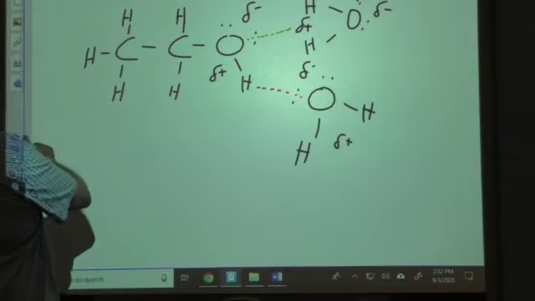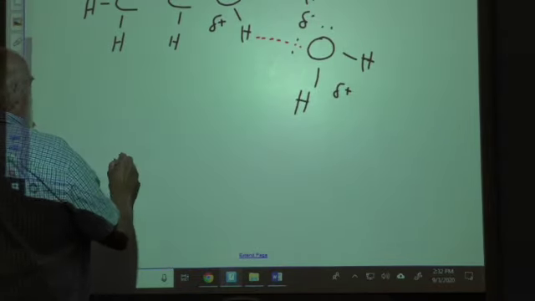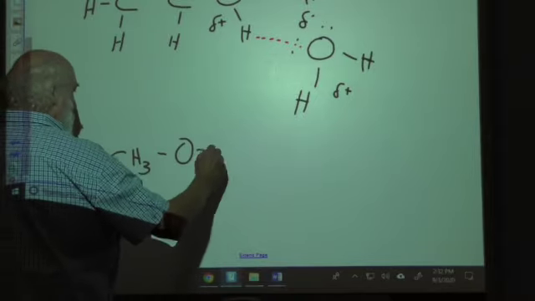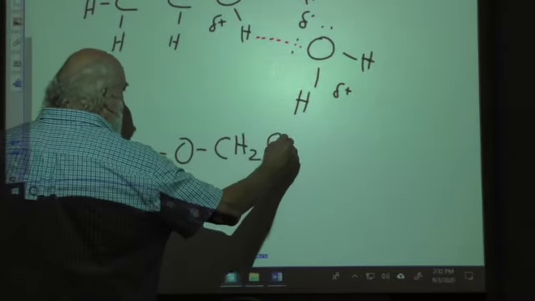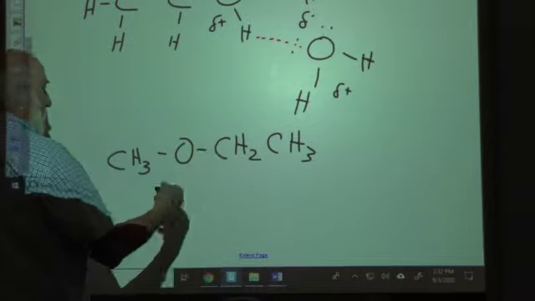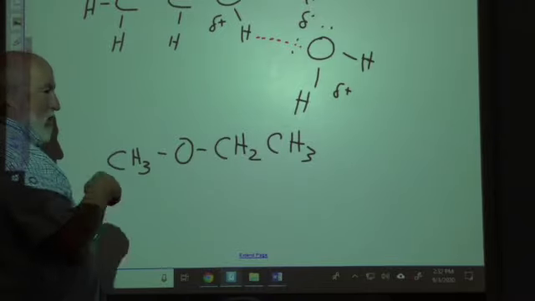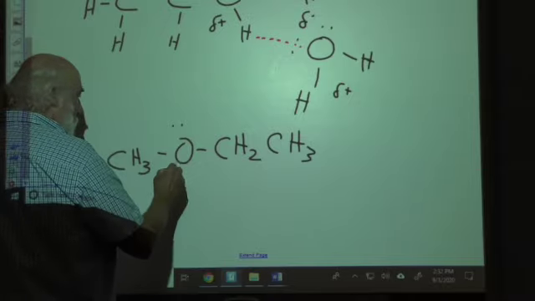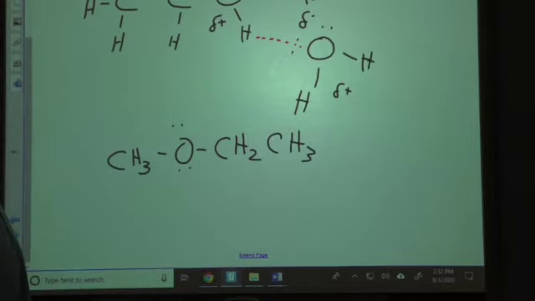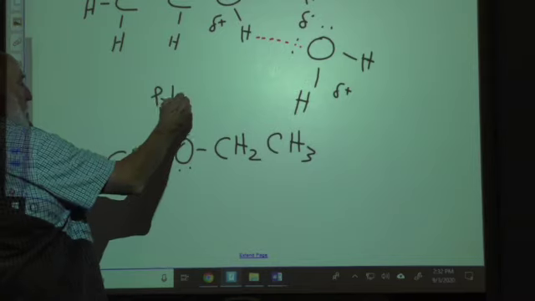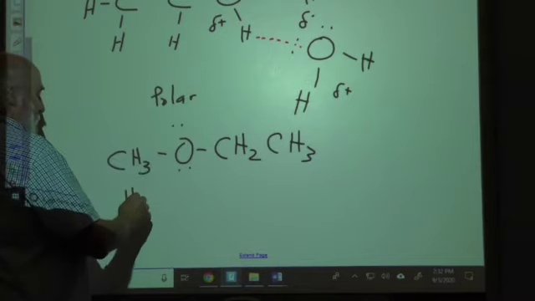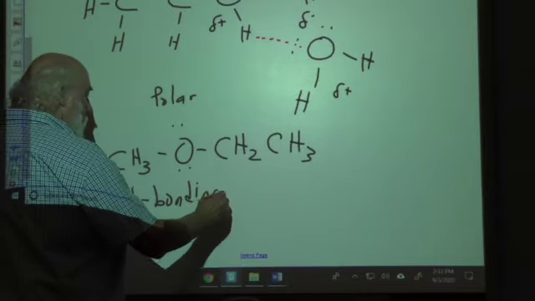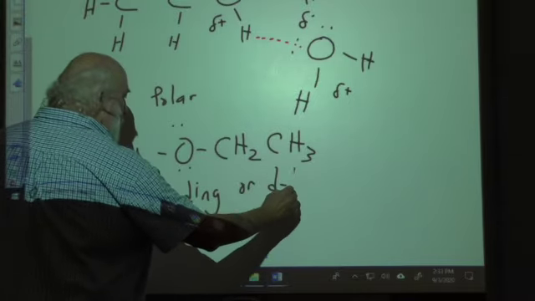So, this is one way of drawing a representation. This is something organic chemists love to do. Me too, I love organic chemistry. It has two pairs of electrons on it, so this is polar. So that means it's either going to be hydrogen bonding or dipole-dipole bonding.